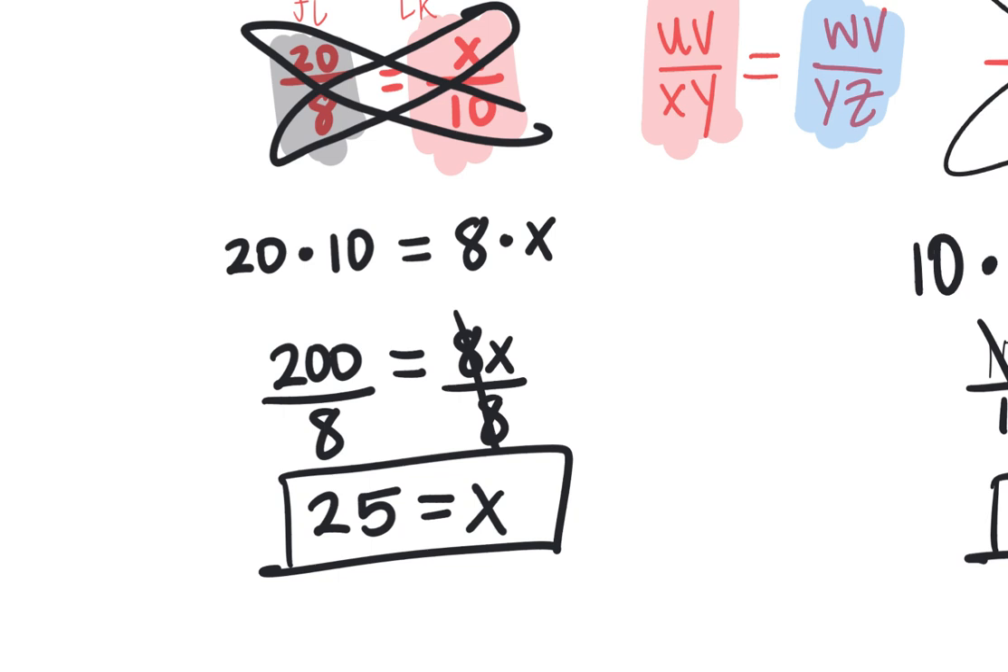Lo acabamos de hacer. Ok, 20 y 10 se multiplican. Son los que yo circulé, esas diagonales se multiplican. Y resolvemos por la letra, que en este caso es X. Y agarré que X es 25.